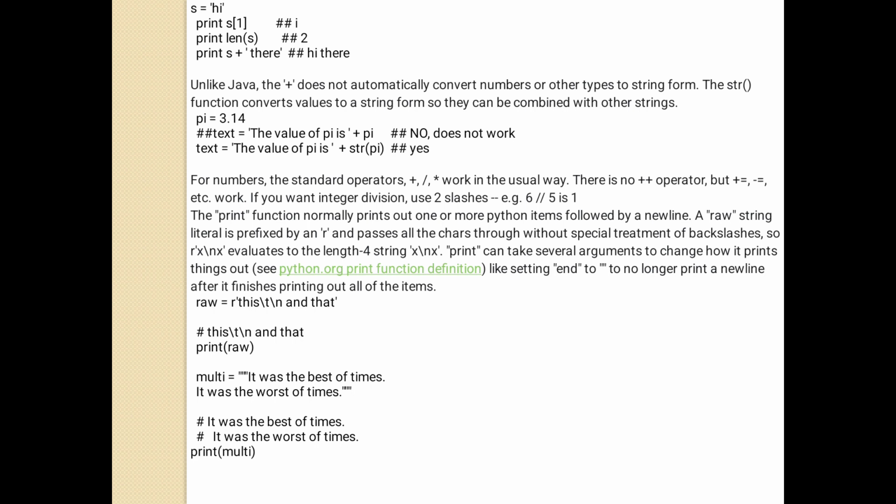For numbers, the standard operators plus, minus, slash, and star work in the usual way. There is no plus plus operator, but plus equals, minus equals, etc. work. If you want integer division, use two slashes. For example, 6 // 5 is 1. The print function normally prints out one or more Python items followed by a new line.